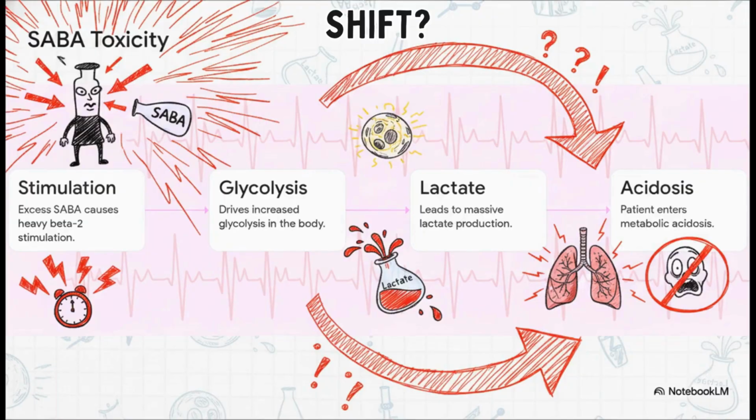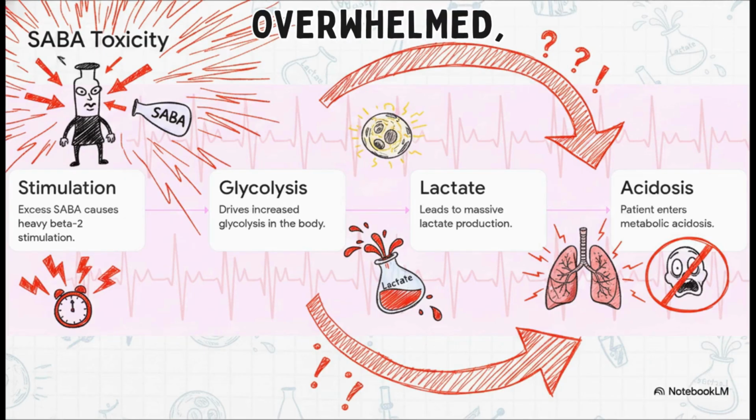So, why the big shift? Let's break down the pharmacokinetics of SABA toxicity. When a patient overuses a SABA, it causes extreme beta-2 stimulation. This heavily drives up glycolysis in the body. Eventually, your normal clearance mechanisms just get totally overwhelmed, leading to a massive accumulation of lactate and, boom, metabolic acidosis.